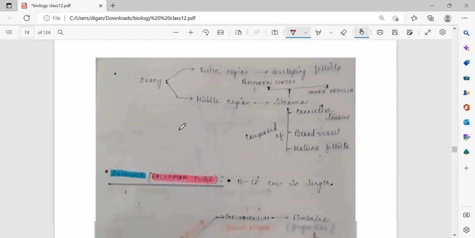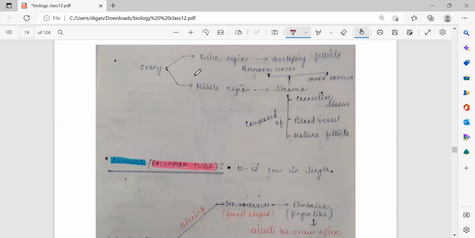And this is the summary chart of the ovary. The ovary has two regions, the middle region and the outer region. In the outer region, the developing follicles are there. The middle region has the stroma. The stroma has two parts, the peripheral cortex and the inner medulla. And the stroma is made up of three types of tissue: connective tissue, blood vessels, and mature follicles. What is the stroma composed of? The stroma is composed of connective tissue, blood vessels, and mature follicles.